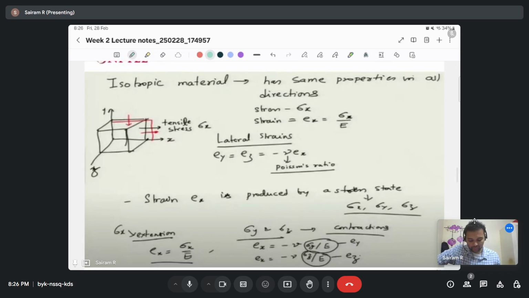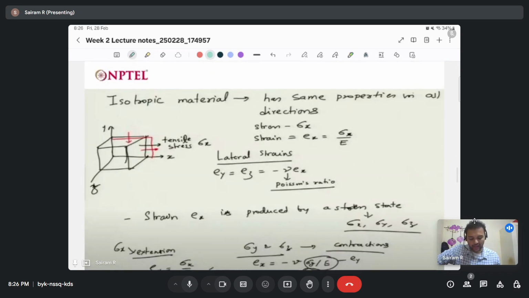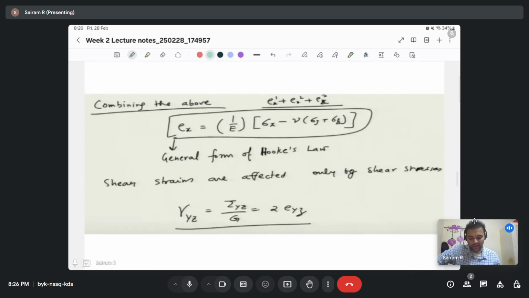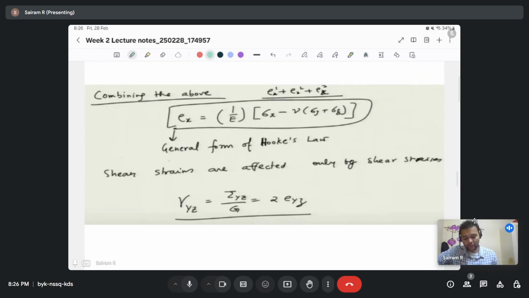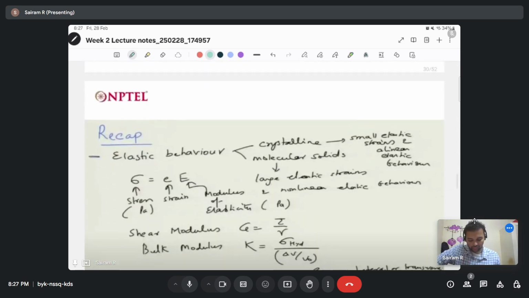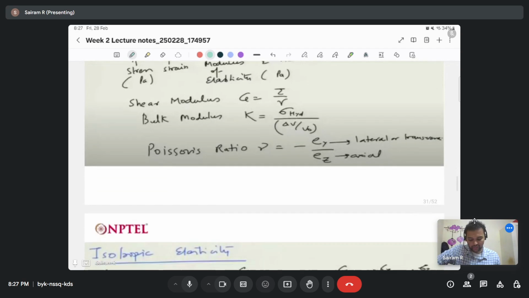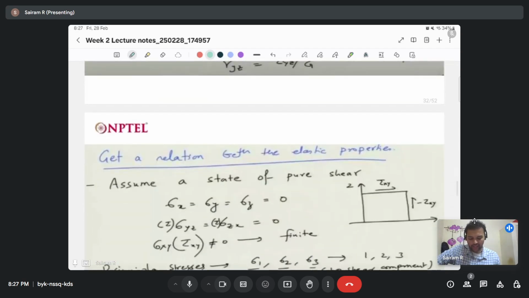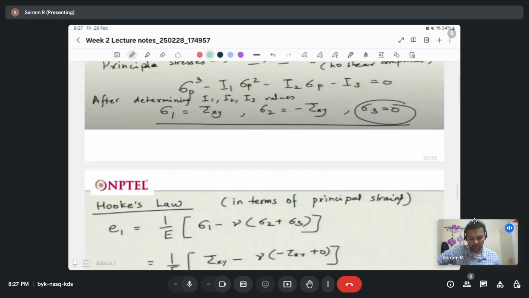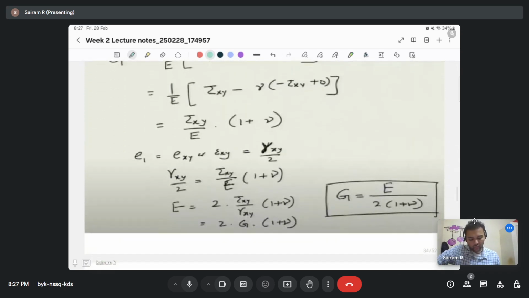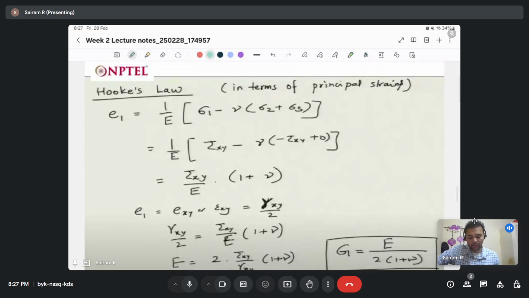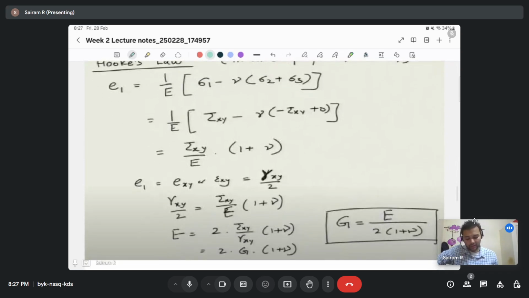The professor was talking about lateral strains across dimensions and deriving the general form of Hooke's law. Once again, in detail about the general form of Hooke's law and how we can use the generalized form of Hooke's law to arrive at the various relations that we saw earlier.